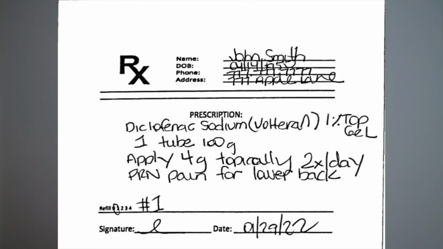This is 1% topical gel, 1 tube, 100 grams. You can apply 4 grams, so 4G topically, 2 times per day, PRN, for pain for lower back.